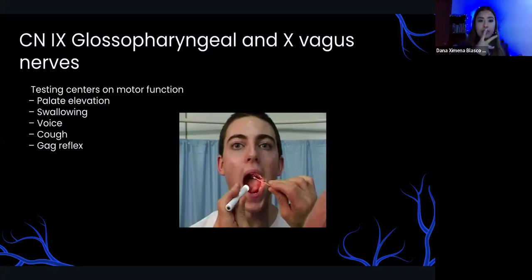So we're going to evaluate over here the palate elevation. Also, can you swallow? The voice, cough, and the gag reflex. The gag reflex is when the patient wants to vomit. Maybe we can insert a cotton tip and provoke that gag reflex. It is normal that the patient has the gag reflex, this nauseous sensation that I want to throw up. So that's normal. Palate elevation, swallowing, voice, cough, and gag reflex. That's testing centers of motor function of cranial nerve 9 and 10.